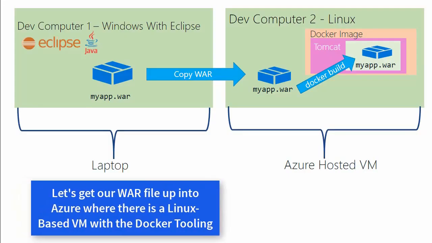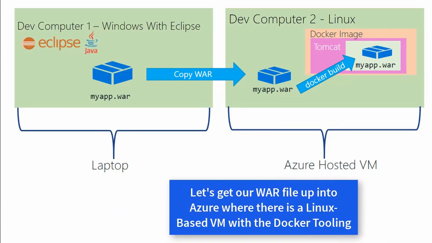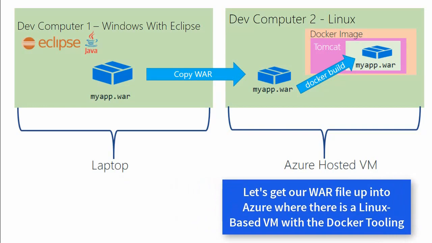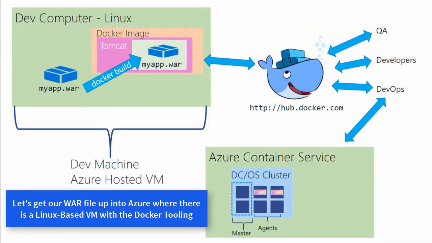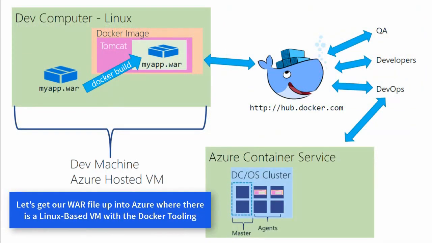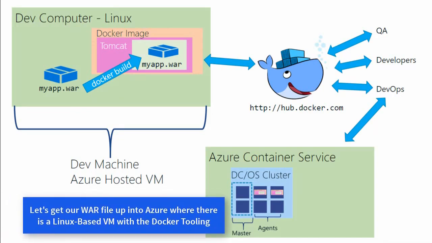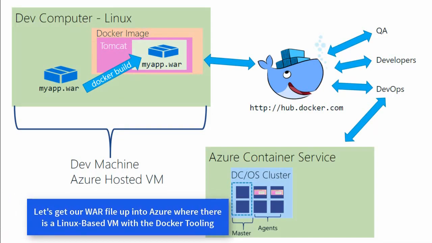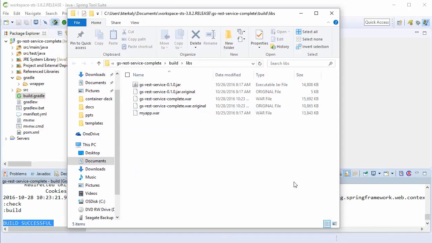So our next task here is to copy the WAR file from my Windows computer over into Azure running as a Linux VM. Once that WAR file is up in Linux, we'll use the Docker tooling to create a Docker image. Once run, that Docker image becomes a container. Notice here that we're going to actually upload that image into hub.docker.com for various reasons once we create that image. But first, let's start by copying over that WAR file over to my Linux VM from my Windows environment.